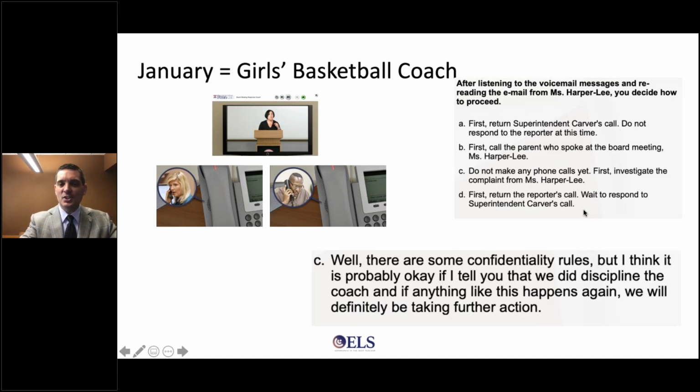Well, there are some confidentiality rules, but I think it is probably okay if I tell you that we did discipline the coach, and if anything like this happens again, we will definitely be taking further action. Nobody chooses that point, but it's so close to the end of the simulation. I always say, hey, let's learn from a bad choice right now. It makes everybody in the room cringe.